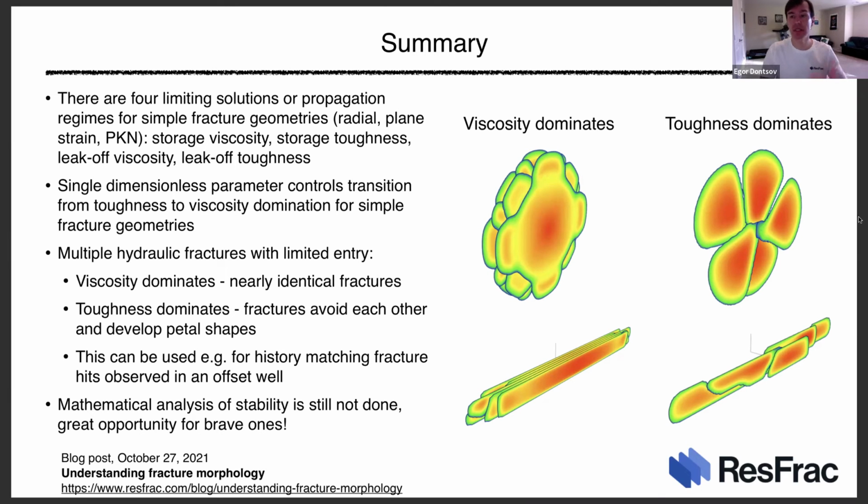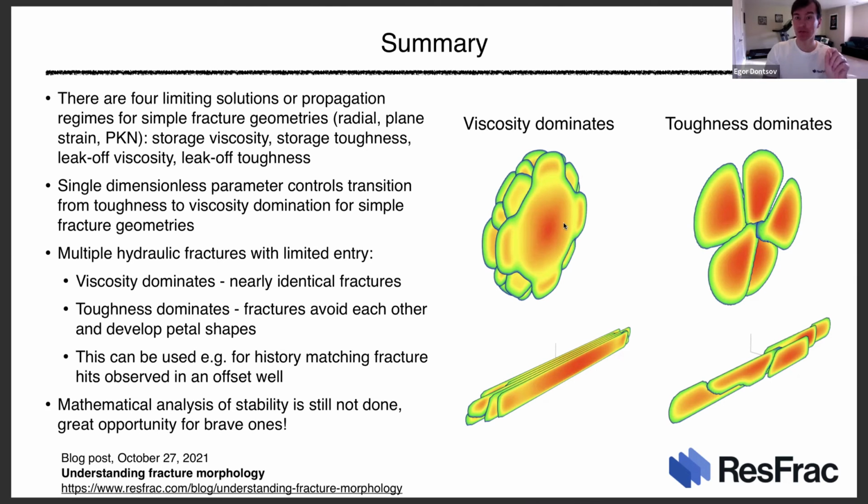Here you're losing fracture area because the fractures do not overlap. Here you have a lot of surface area, more contact with the reservoir, and intuitively it looks like this is a better solution. But when we plotted the surface area versus viscosity, it goes up a little bit in an intermediate regime between viscosity and toughness, and then it goes down. So when viscosity dominates, it actually generates less surface area.